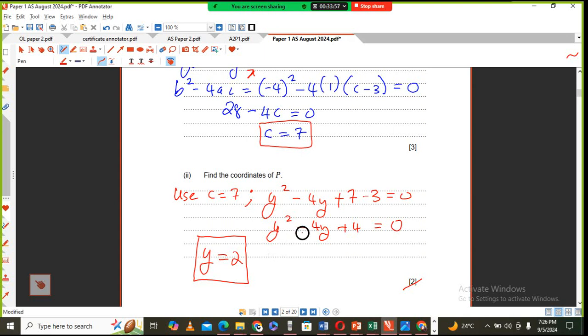Okay. Guys, this is a repeated square. There's only going to be one value. So this is like half of -4 is -2. -2 squared is 4. So this is y minus 2 all squared equals 0. That's why I only have one answer. It's a perfect square trinomial.